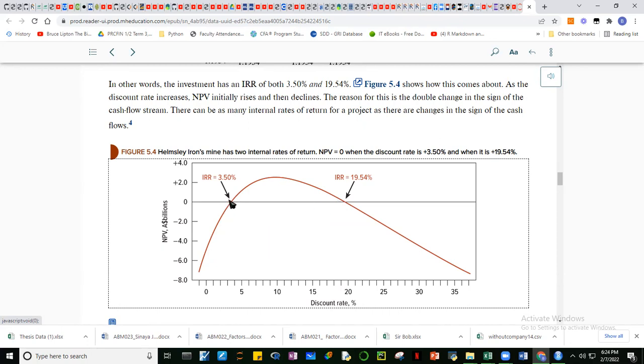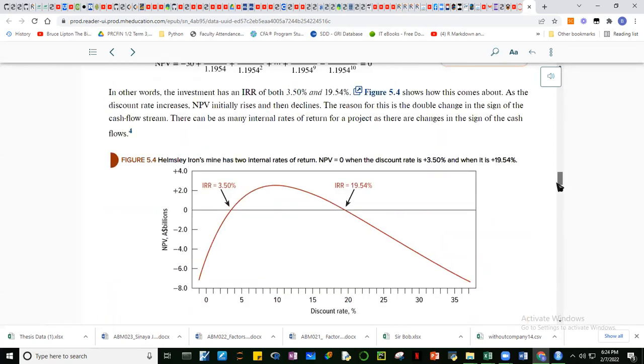If the WACC is less than 3.5, in this case here, guys, then that means the net present value is negative, so we will reject that project. If the WACC is greater than 19.54, then also here, guys, we reject the project. So for multiple IRRs, we have to determine the range of the allowed weighted average cost of capital that will allow us to accept the project. Otherwise, the rest, like in this case, less than 3.5 and greater than 19.54, means that we reject the capital project because they will yield net present values that are less than 0.